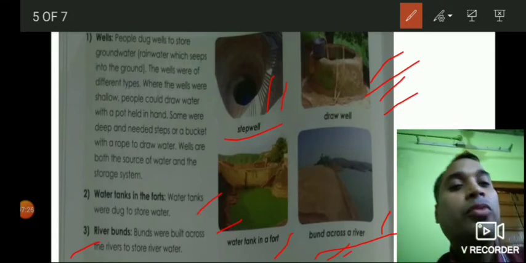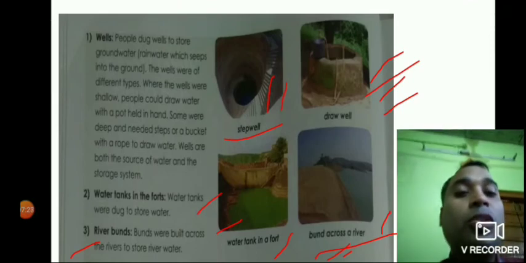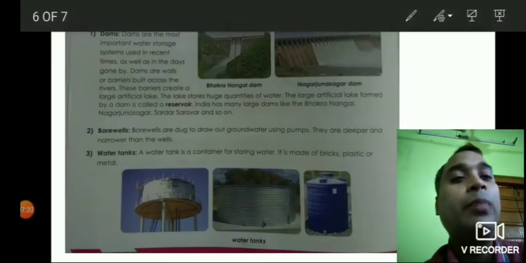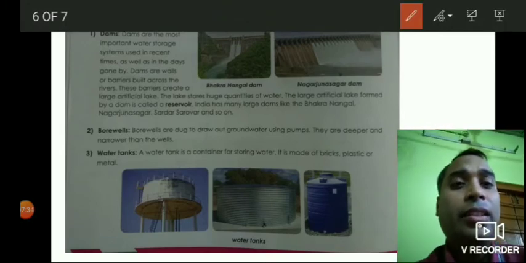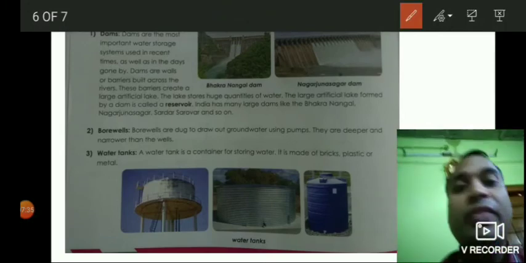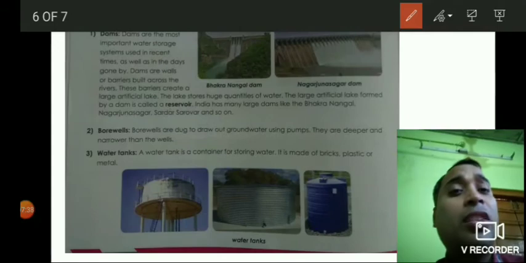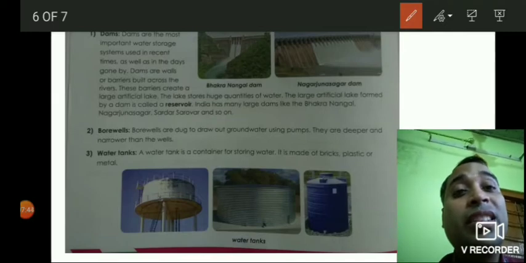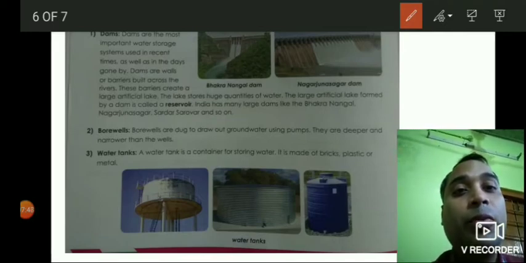So now let us move to the new or modern water storage system. So dams. Dams are actually the new inventions. This is part of the modern water storage system. So dams are the most important water storage systems used in recent times as well as in the days gone by. So dams are walls or barriers built across the river.